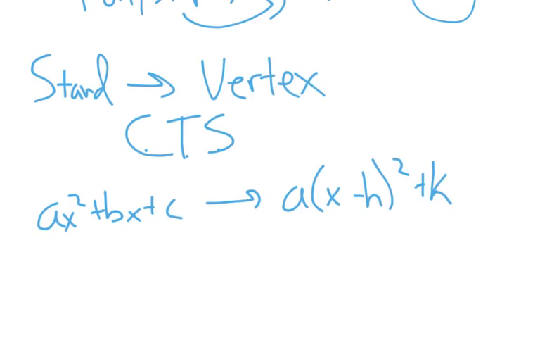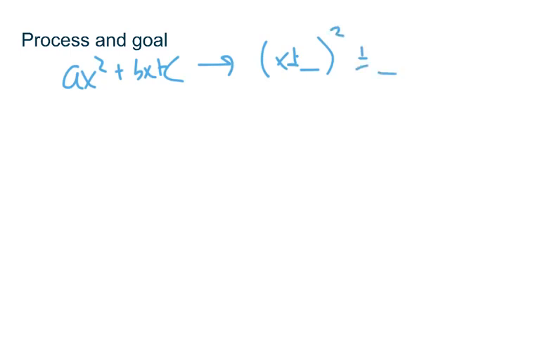So enough yakking. Let's start. Well, actually, we're going to do a little more yakking. Sorry. We're going to talk about the process and the goal. Our goal is to take something that's ax squared plus bx plus c, and turn it into x plus or minus something squared plus or minus something else. And there may be a number there. That's the goal.